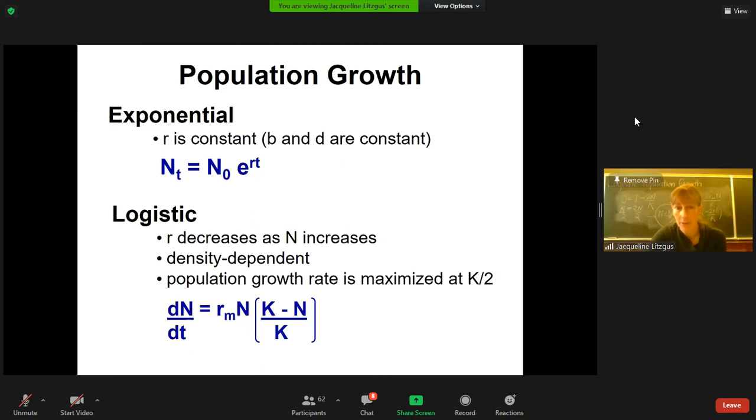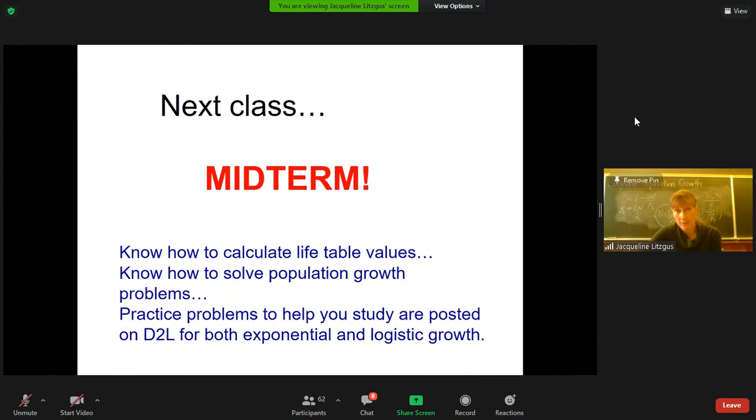That is population growth. I also posted some study questions for logistic on D2L as well, so you can see the kinds of things that I will ask on the exam related to logistic. And with that note, we do have the midterm exam next class. So it's on D2L. You have to know how to do life table calculations. You have to know how to solve these population growth problems, which is why I posted the examples on D2L to serve as study practice for you for that.